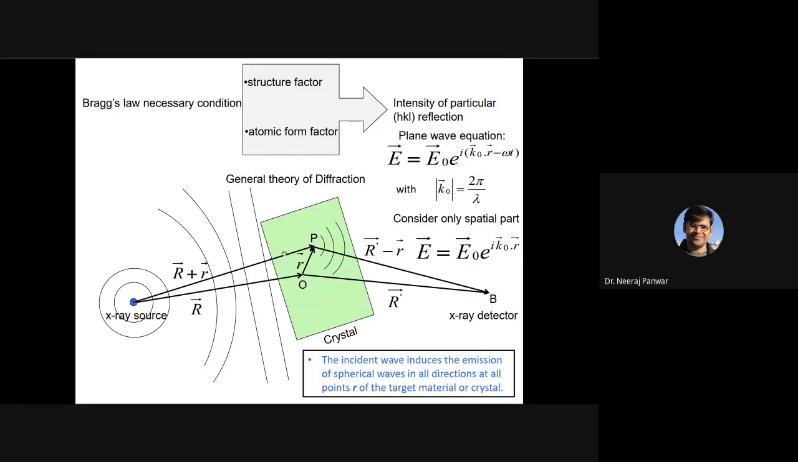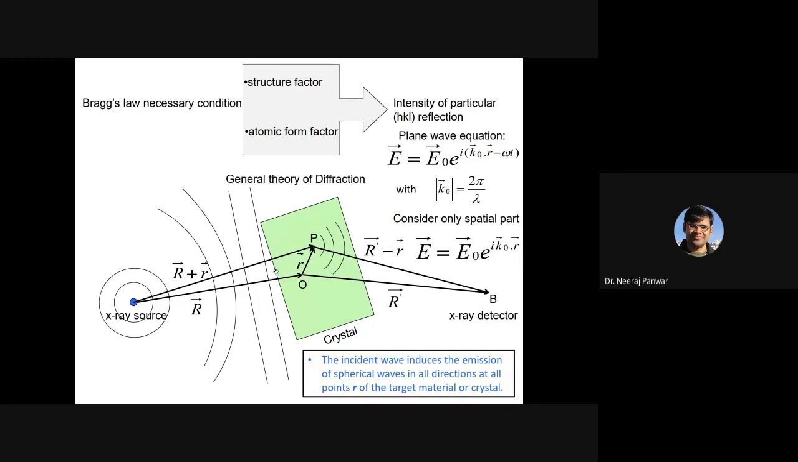Again, when these plane waves oscillate the electrons here, these electrons again oscillate with the same frequency as the incident radiation, and they produce X-rays in all the directions. And again, these are spherical waves, moving in all the directions. At any instant, the detector is here, which is moving like this, so it can capture all the scattered X-rays.